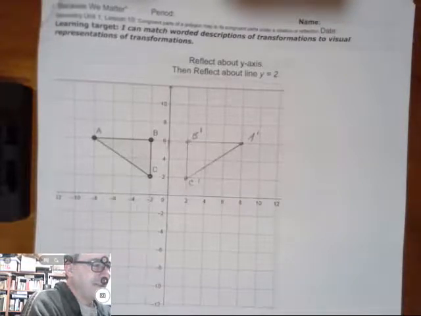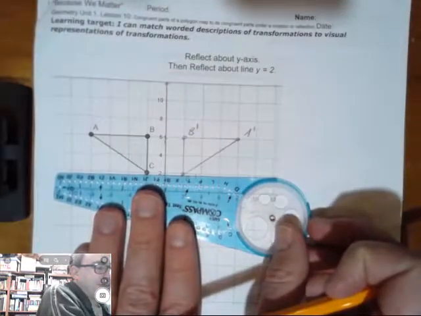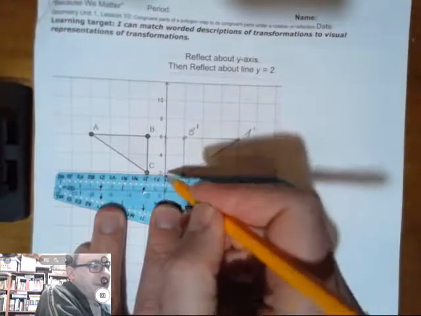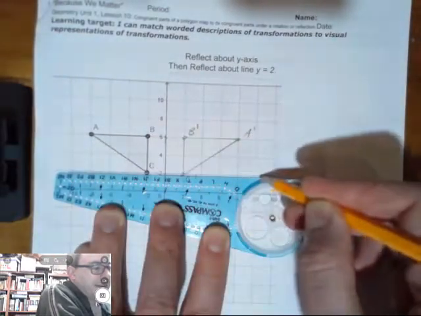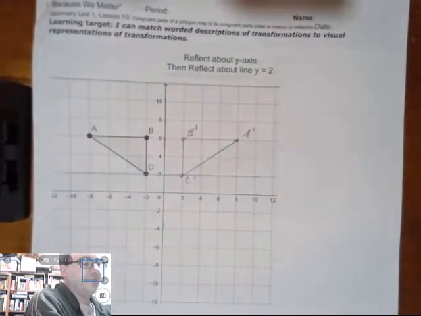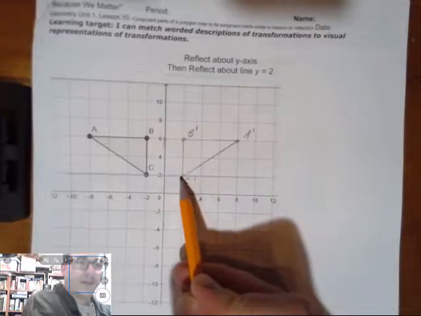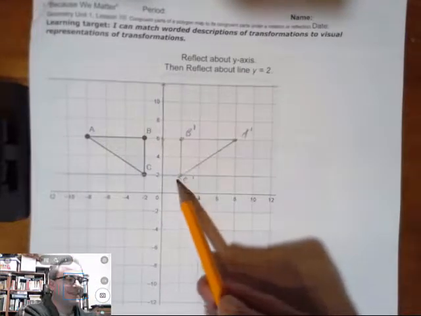All right. Then reflect about y equals 2. Where is y equals 2? Well, right there it is. Where y is 2 on my y-axis, I'm now going to reflect my reflection over this line. And let's see how that works. Well, C is in a funky position here. Do you see that? C is on the line.